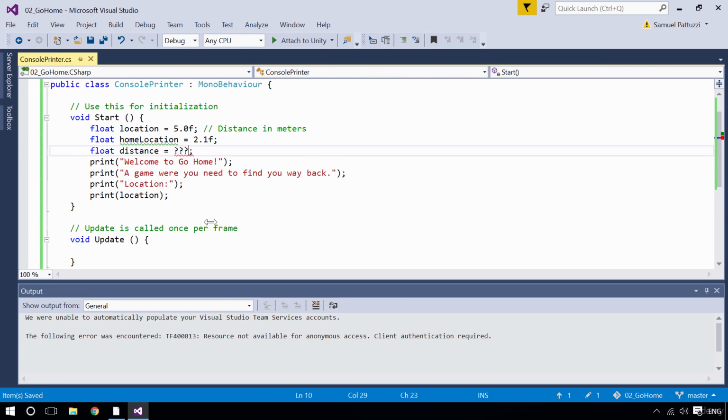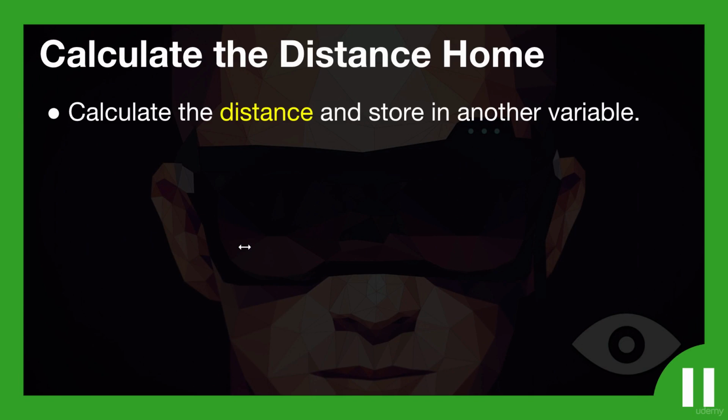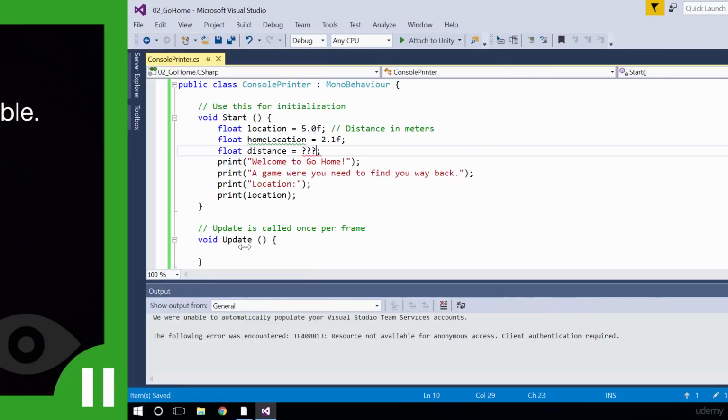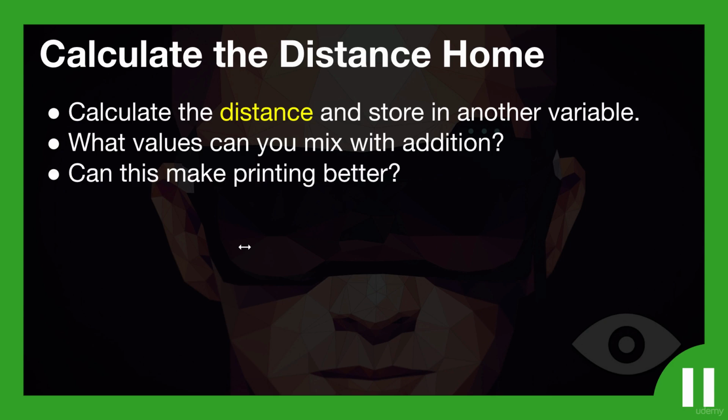So how would we go about calculating this distance and printing it out? Well, that is a challenge that is up to you. I'd like you to calculate the distance home. You need to calculate the distance and store it in another variable, which we have already handily created here, called distance. And what values can you mix in addition? So have a little think about that. What are the other types of values we've seen? We can mix integers and floats, but is there anything else that we can mix? And can this make printing easier? That's a bit of a hint. So give this a go, pause the video, and give it a stab.